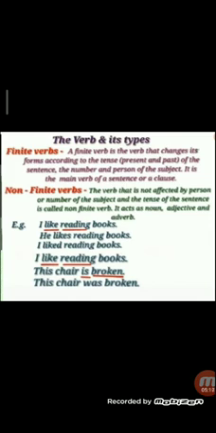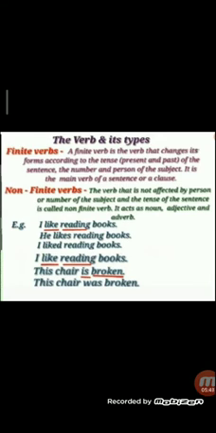This chair is broken and this chair was broken. I like, it is in present tense again. Like reading books, that is what we have done in the previous sentence. This chair is broken. We are talking about a particular chair. It is in present tense. But break का क्या हो गया है? Your verb has changed to broken. So it is non-finite. Broken.